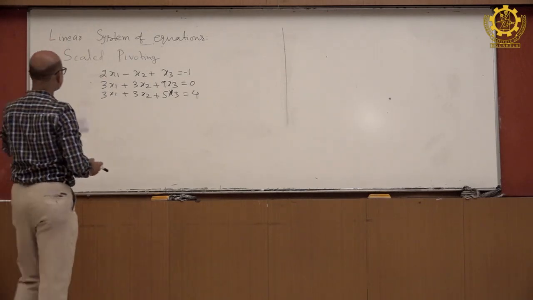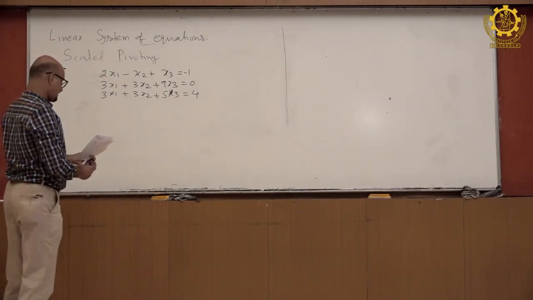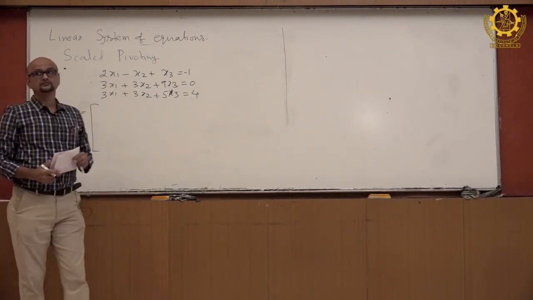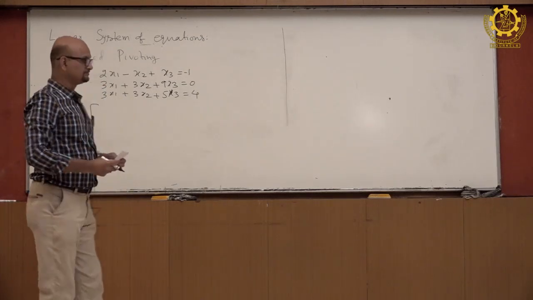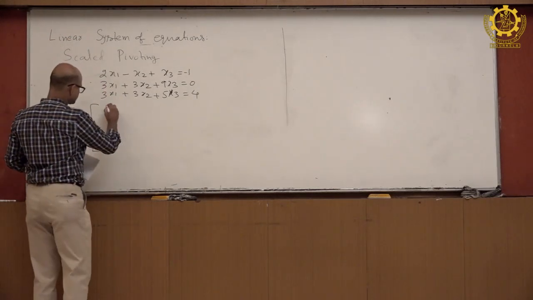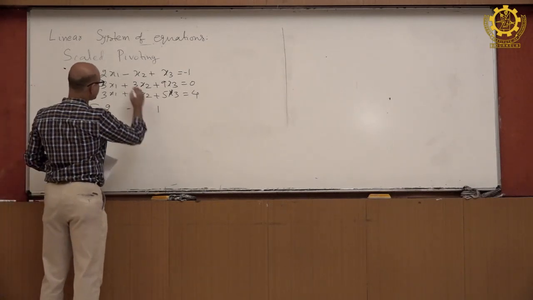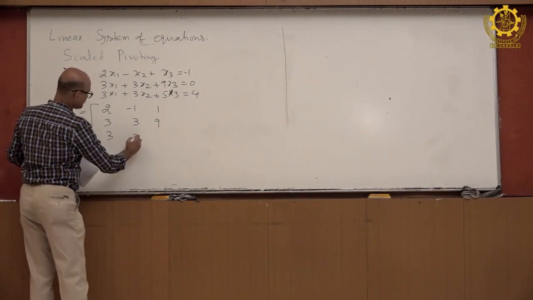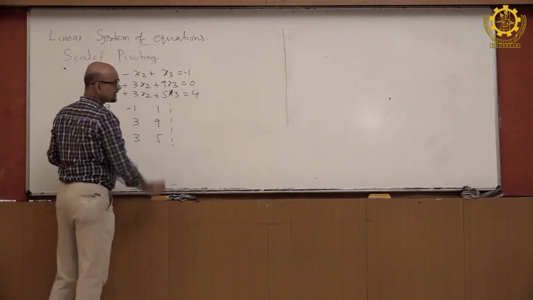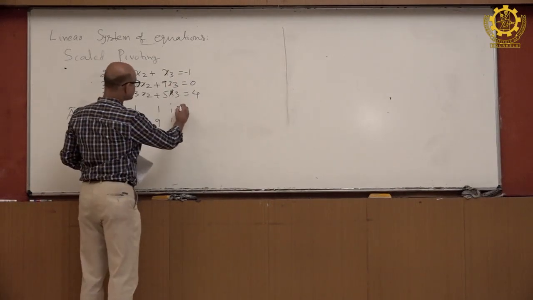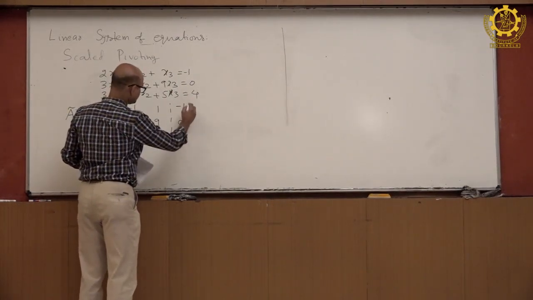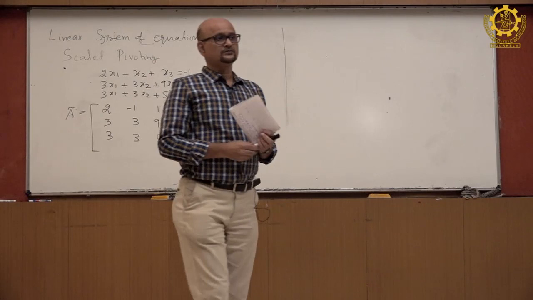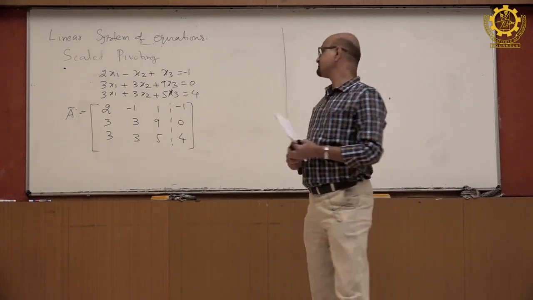Now, as per the scaled pivoting, first of all I should write the augmented matrix A tilde that we have discussed in the last class. The coefficient matrix, this 2 minus 1 1, 3 3 9, 3 3 5. Then we augment it by the right hand side vector minus 1 0 4. This is your augmented matrix to start with the Gauss elimination process.